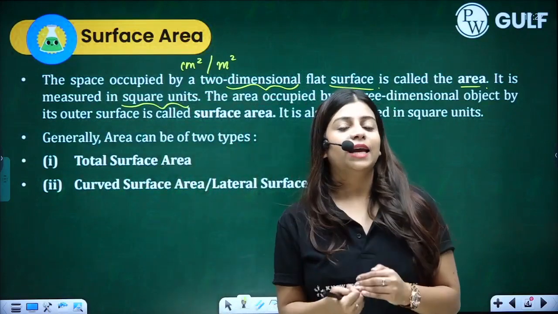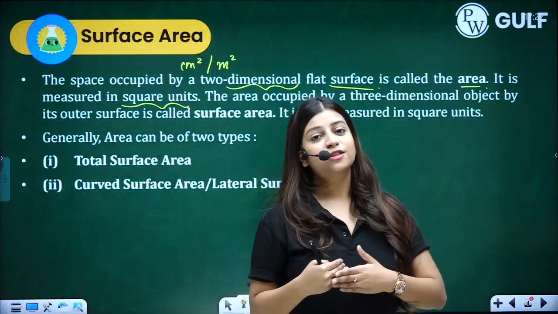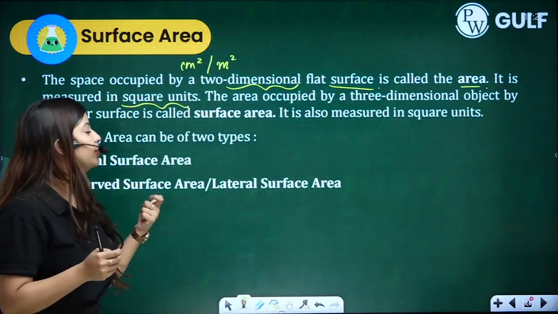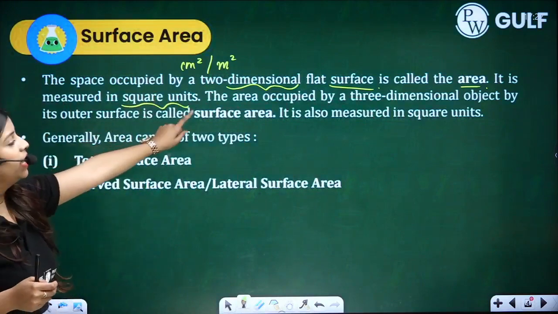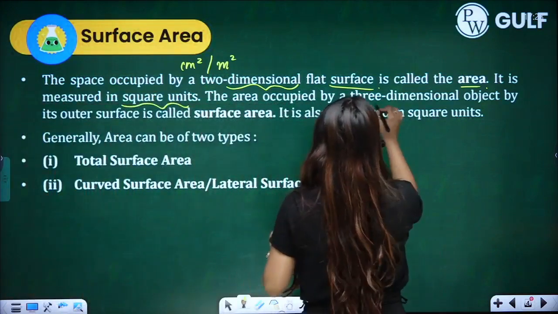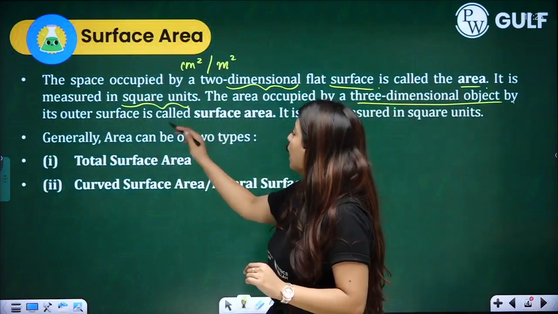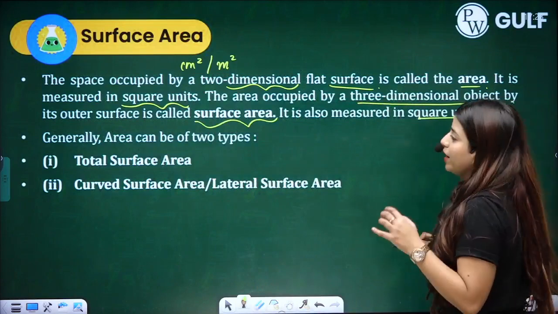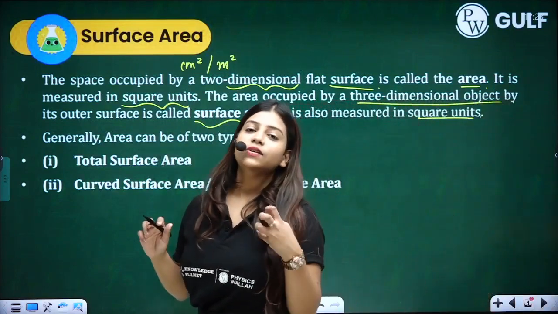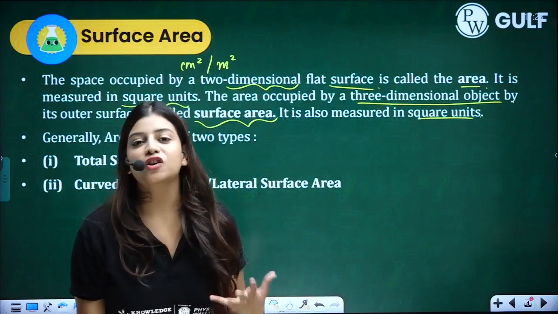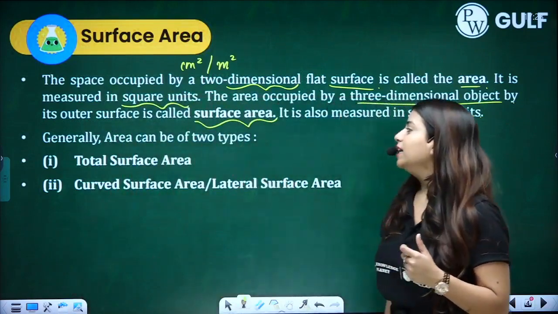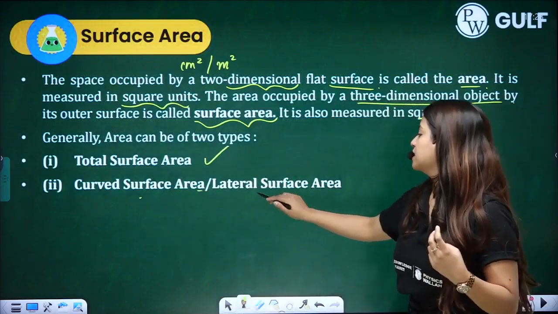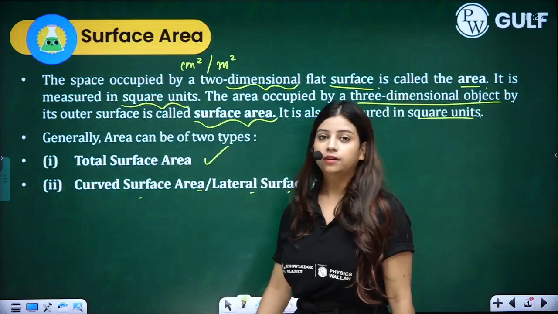When we talk about area, that will be centimeter square, meter square. That is square area. Whenever we talk about volume, we will be learning about what it will be. The area occupied by a three-dimensional object by its outer surface is called the surface area. It is also measured in square units because it is area, so it will always be measured in your square units. Generally, area can be of two types: total surface area, curved surface, and lateral surface area.